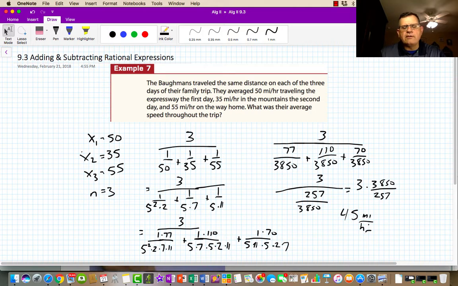And so that's how you find the average speed when you travel the same distance. So those are all the examples. This was a long one. Work through each one. I know a lot of it was very busy, and we can work problems in class. Thanks.